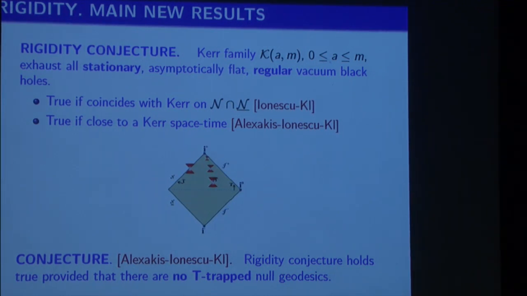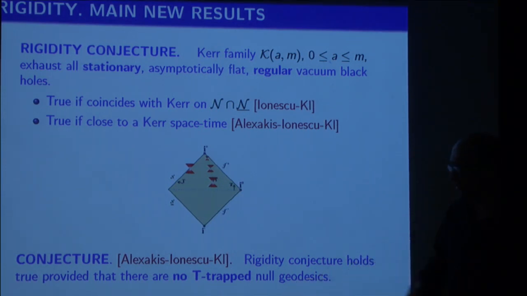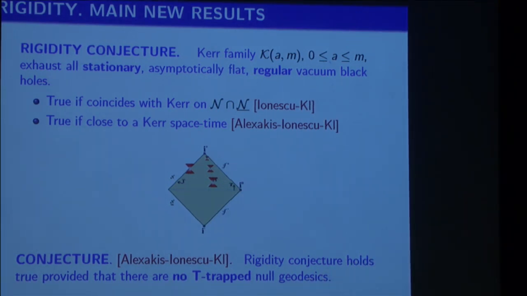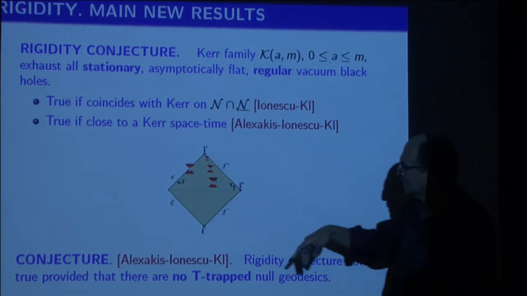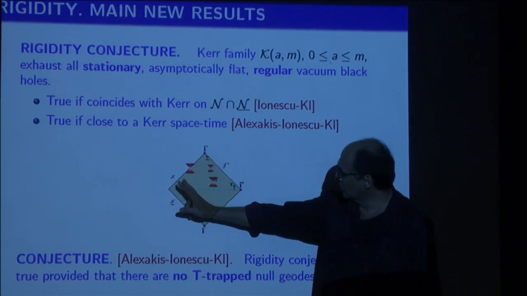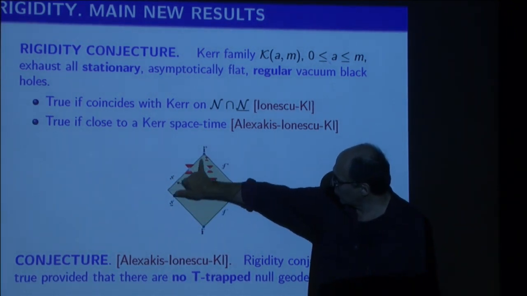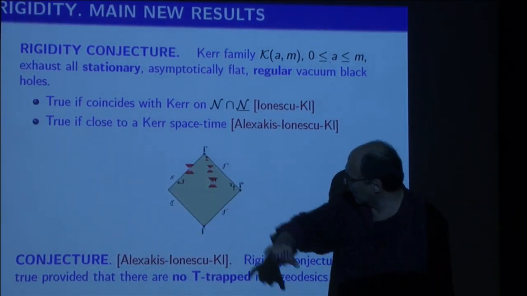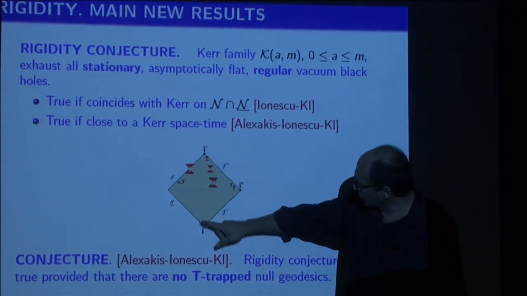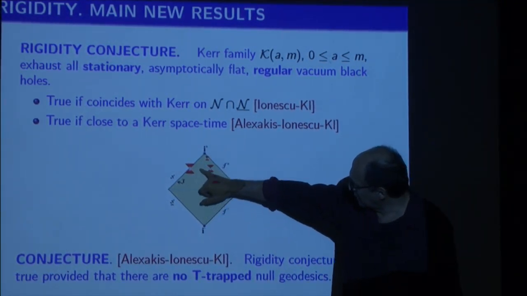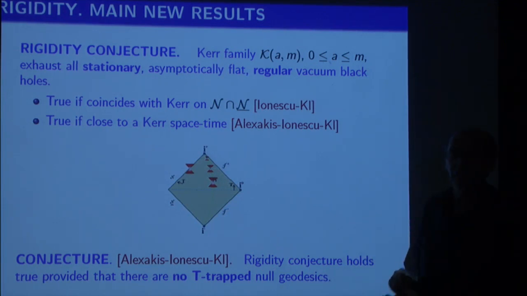So the conjecture, which is a conjecture with Alexakis, Ionescu, and myself, is that the rigidity conjecture holds true if there are no T-trapped null geodesics. So what does it mean? First of all, I think I forgot to tell you about trapped null geodesics. So you see, in addition to the ergo region, which is the region of the spacetime where T becomes space-like, there is another bad region of so-called trapped null geodesics.